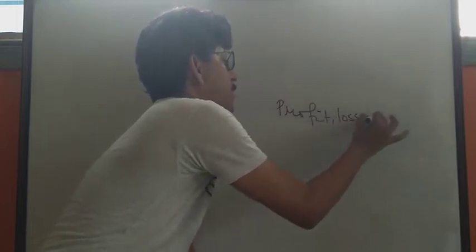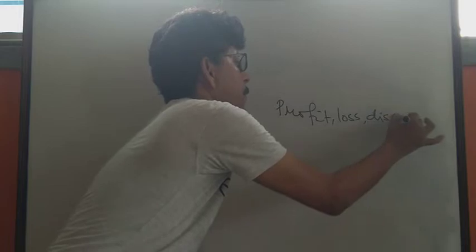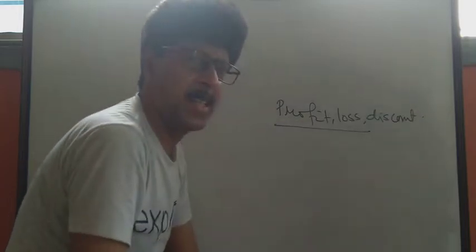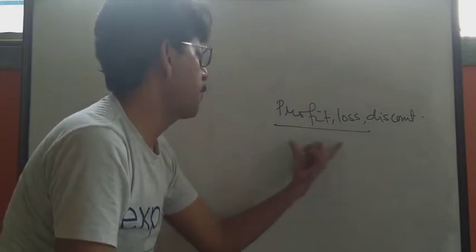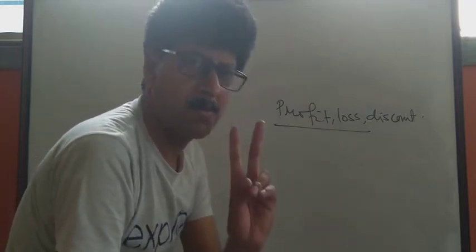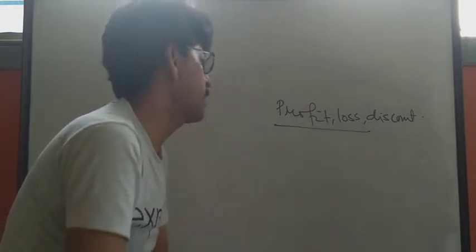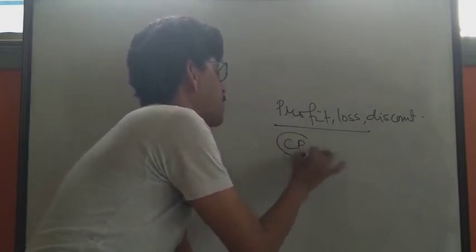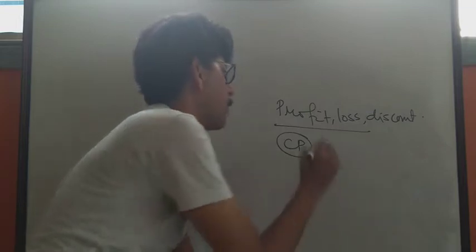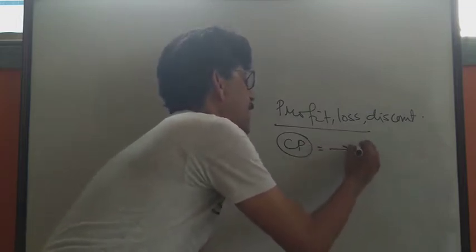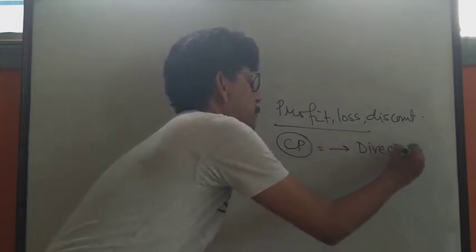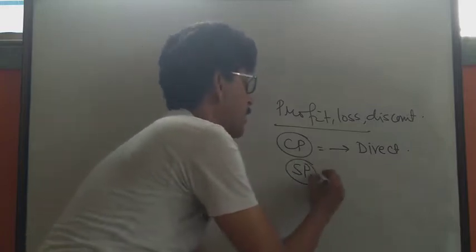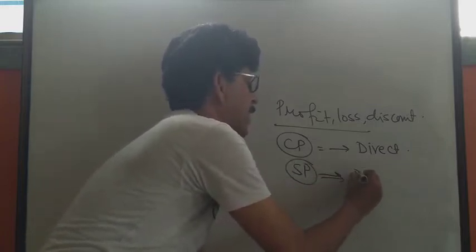Profit, loss and discount. Profit and loss I have already discussed in detail. Again, for profit and loss, only one thing you have to keep in mind. What is that? When you are calculating things on cost price, it will be a direct calculation. When you are calculating things on selling price, it will be an indirect calculation.